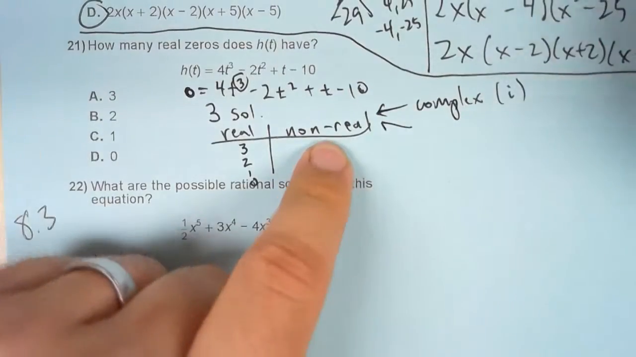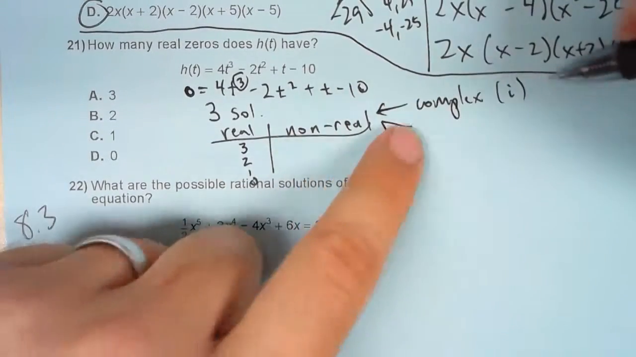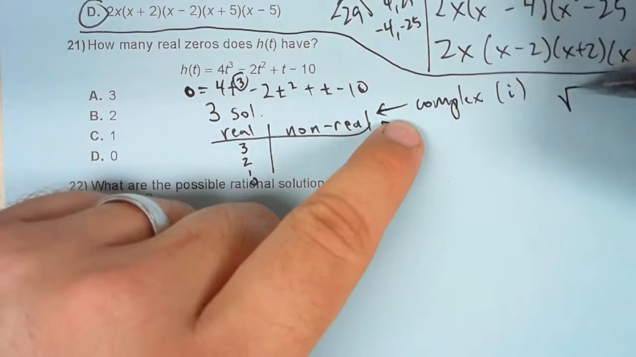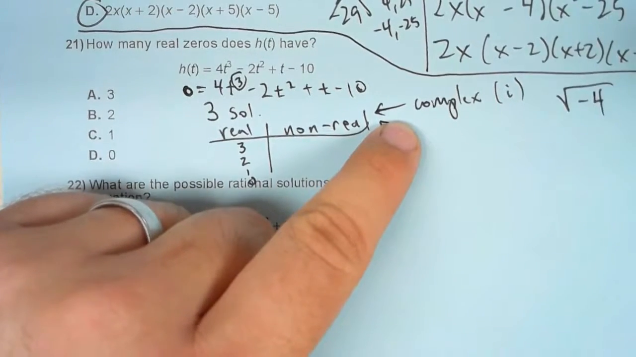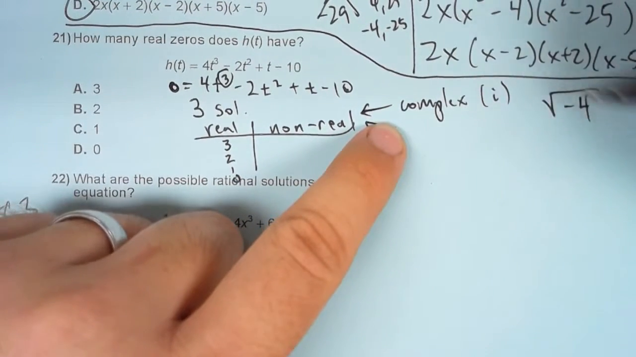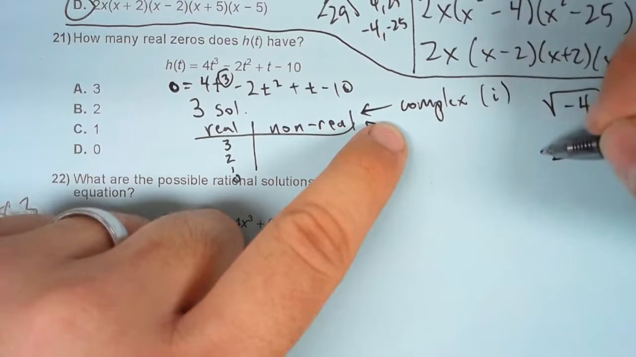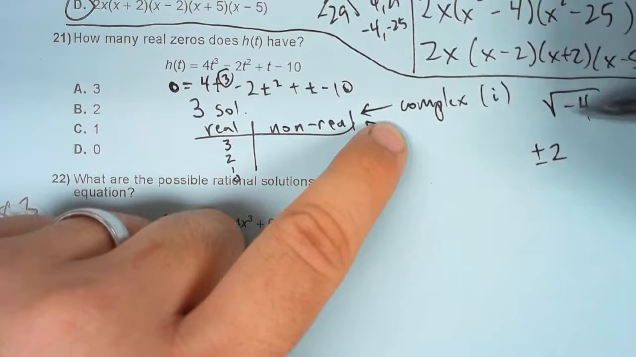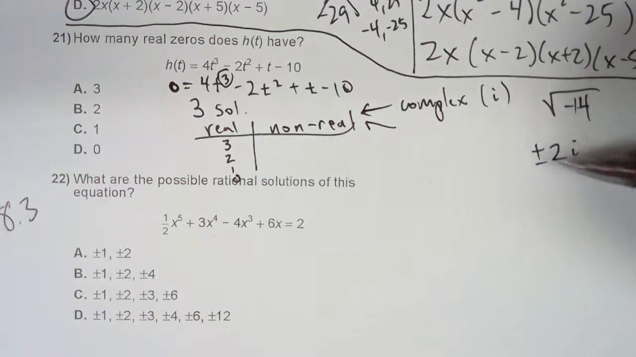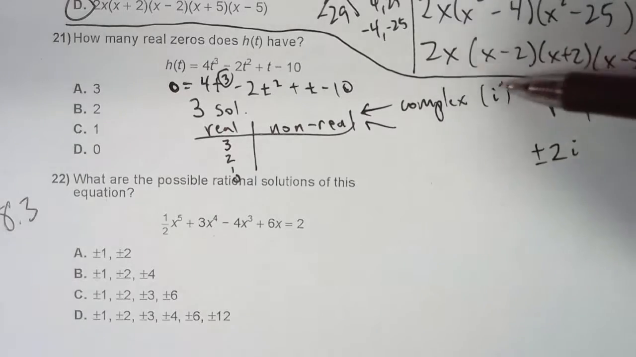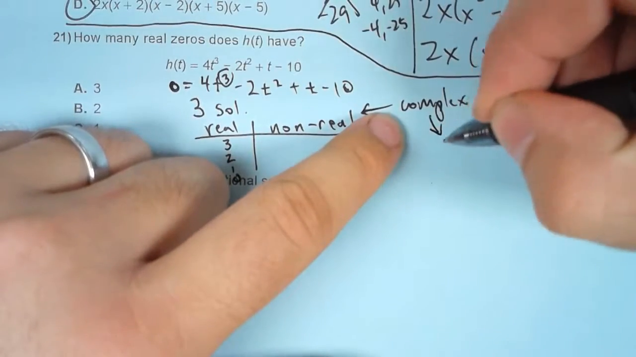So for non-real, we need to figure out where we get non-real solutions from. For complex numbers, this is saying we're taking the square root of a negative number, right? I just pulled 4 out of the hat because it's easy for us to do. The square root of 4 is going to be 2 or negative 2. And the square root of negative 1 is i. So we have 2 solutions. So that says if we're going to have complex solutions, they're going to come in pairs.